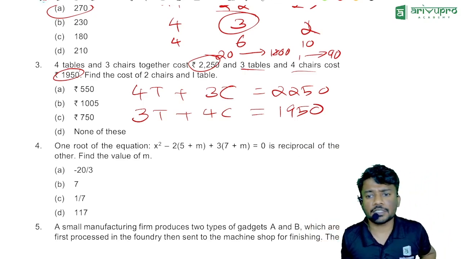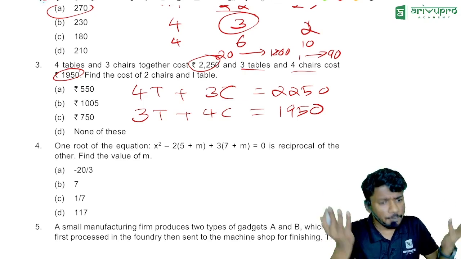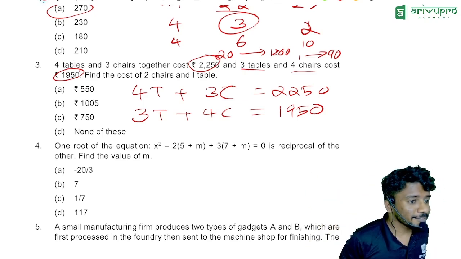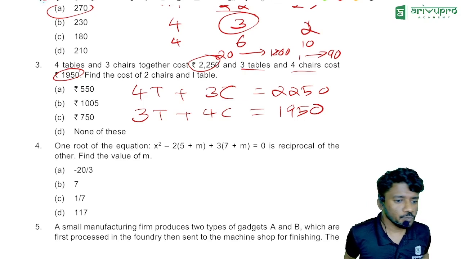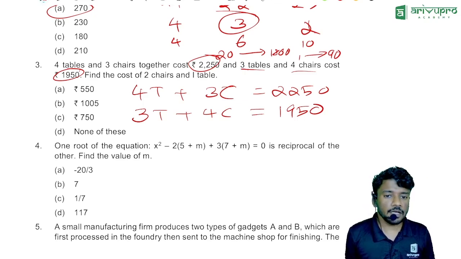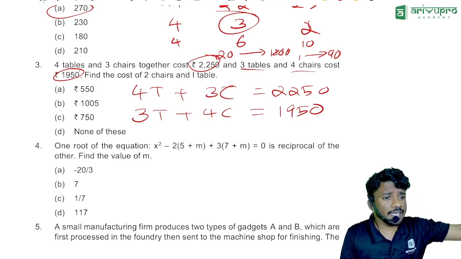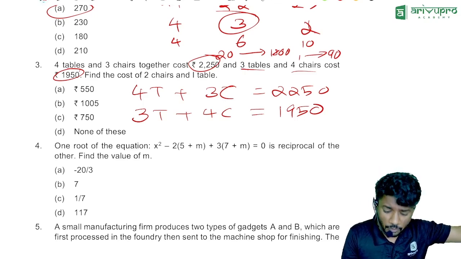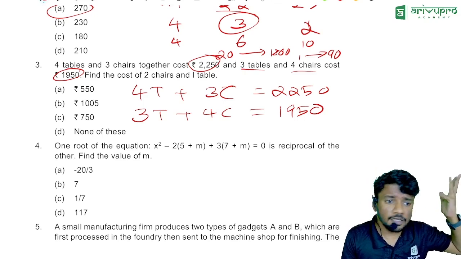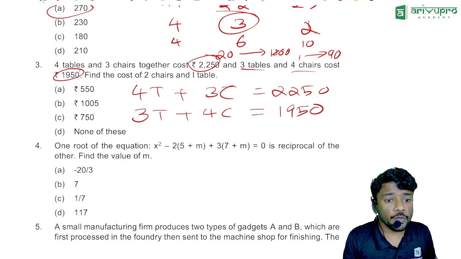Now, how will you solve it? Elimination. Fine. Try elimination. How will you eliminate? Multiply. Yes. 3 with the first one and 4 with the second one. Yes. You will get the answer, right? That way you can find it. Or you can use our method.